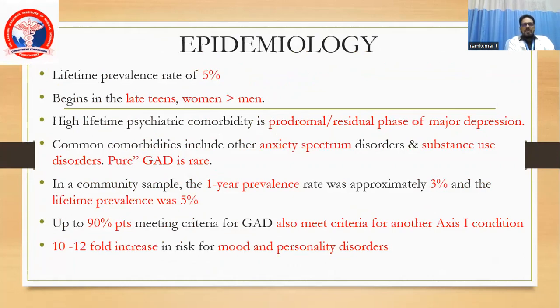Epidemiology. Lifetime prevalence rate of 5%, with onset in the late teens, and it is more common in women than men. There is a high prevalence of psychiatric comorbidity, and GAD may be a prodromal or residual phase of major depression. Common comorbidities include other anxiety spectrum disorders and substance use disorders. Pure GAD is rare. In a community sample, the 1-year prevalence rate was approximately 3% and the lifetime prevalence was 5%. Up to 90% of patients meeting criteria for GAD also meet criteria for another axis 1 condition, with a 10 to 12-fold increase in risk for mood and personality disorders.